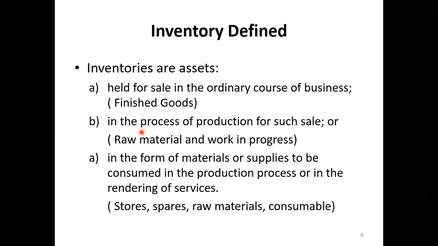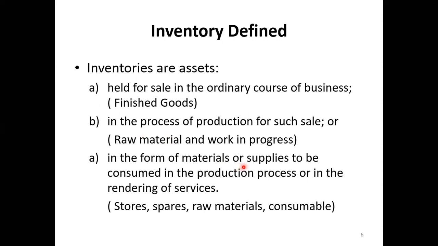And some items are in between raw material and finished goods: work in progress. The production process has started already, but is not yet finished by the end of the accounting period. So that can also be included in the valuation of inventory.